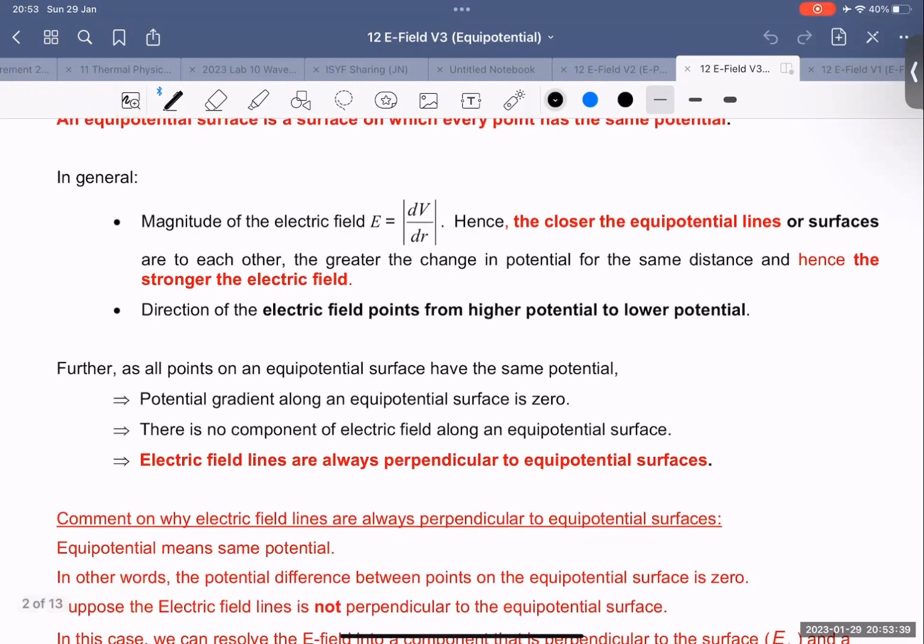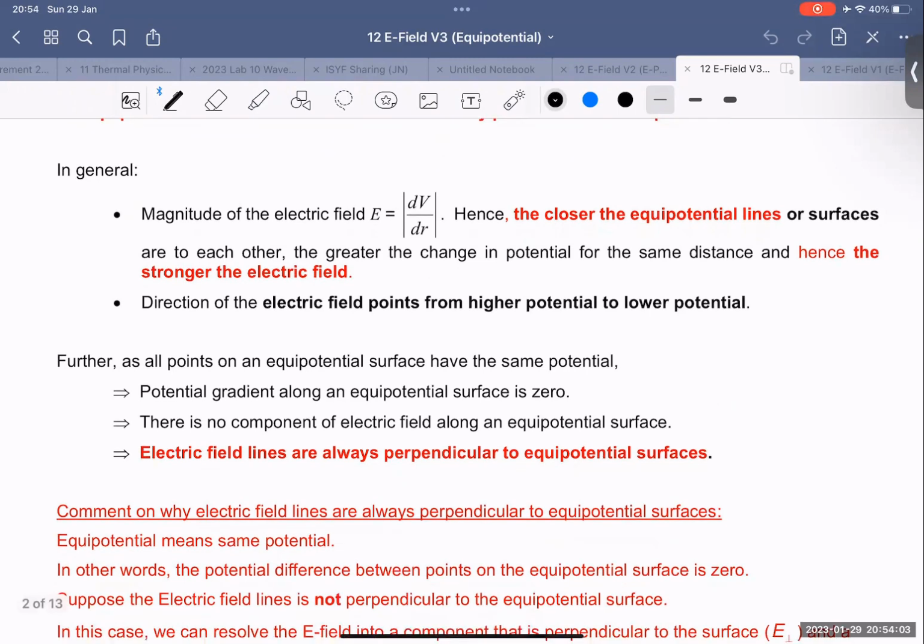So the magnitude of the electric field is dV/dr. Hence, the closer the equipotential lines or surfaces are to each other, the greater the change in potential for the same distance, and hence the stronger the electric field. The direction of the electric field points from higher potential to lower potential. Electric field lines are always perpendicular to equipotential surfaces.